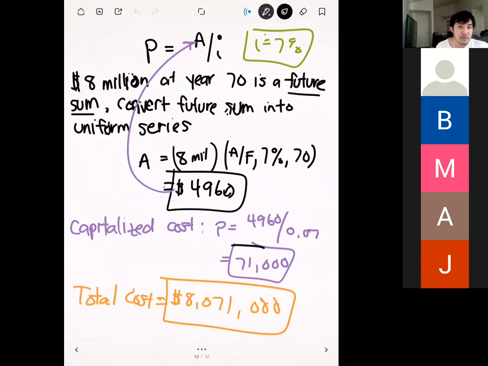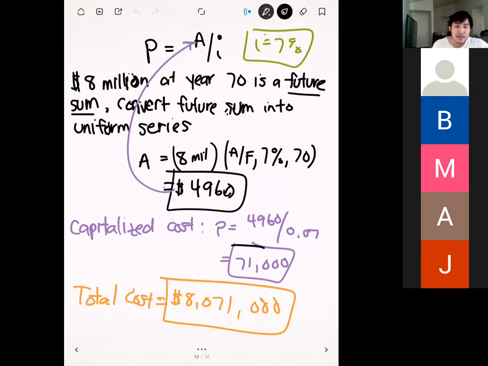So it's 4,160 per year, but what is the $71,000 for again? The 71,000 is how much we have to put away at the beginning. Because remember, the way you can think of it is that the way we're going to raise that 4,960 each year is by taking 71,000, stashing it in a bank account, and then just withdrawing the interest every year.